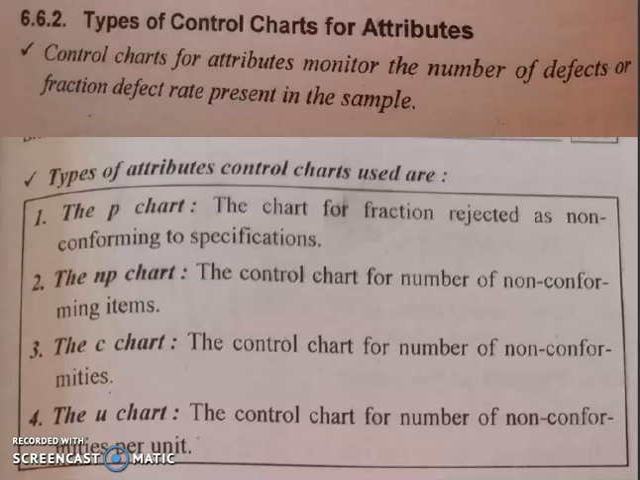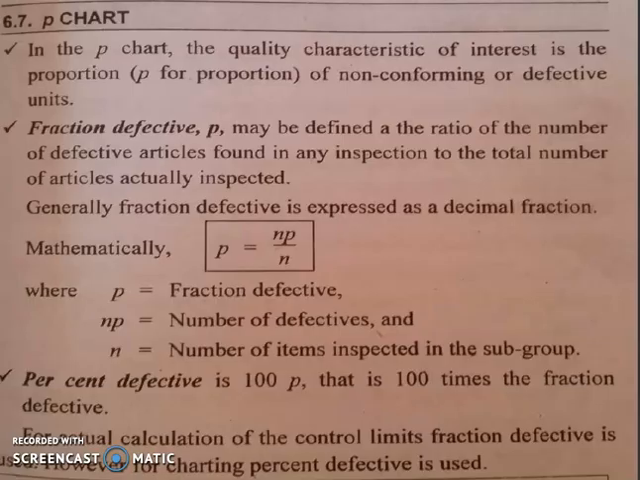If you have number of defects data, you can apply either C chart or U chart. If the sample size is constant, apply C chart. If the sample size varies, then you can apply U chart. First, let us discuss the P chart.